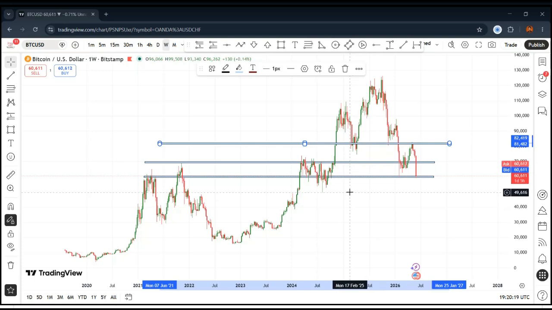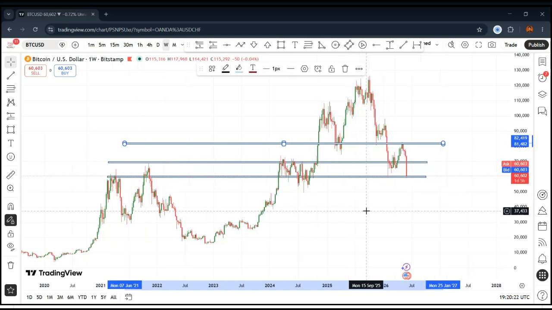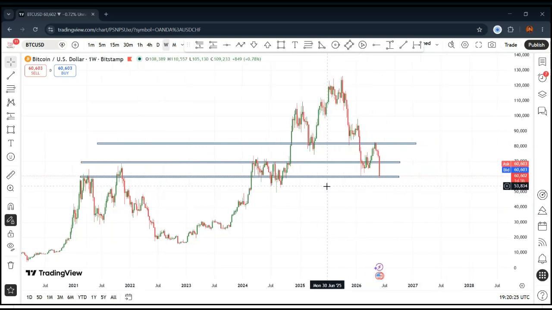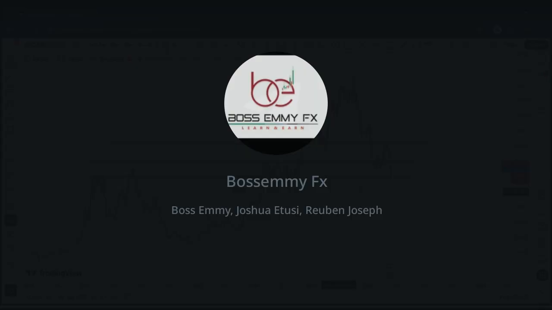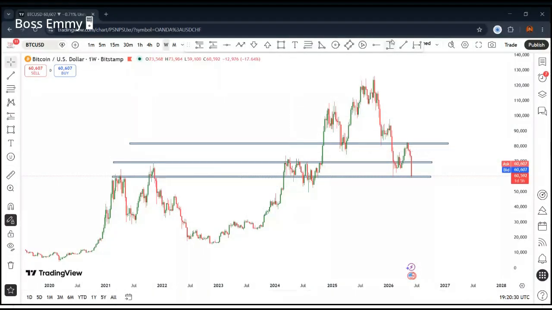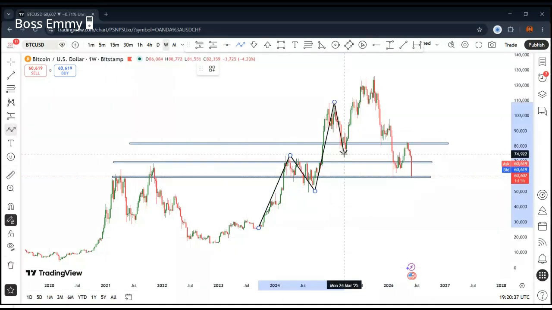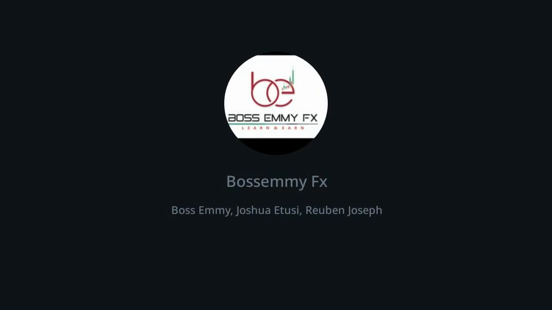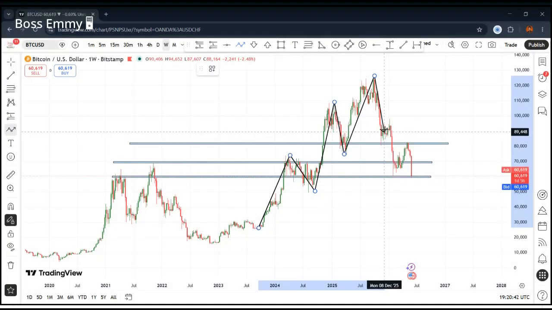This is the zone I drew on the weekly time frame. So we saw this massive movement, higher highs. Let me draw it so that you guys can see clearly. Higher highs, higher low, higher highs, higher low, higher high. So we are supposed to have a higher low around this axis, and another higher high to the upper side.